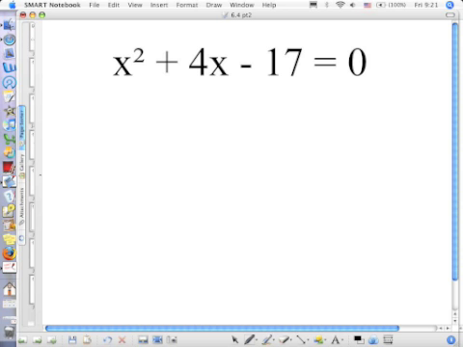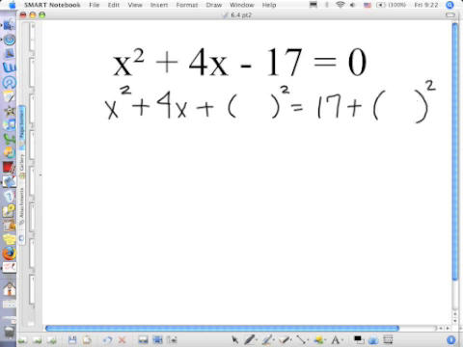Okay? There's an x squared and an x. Can you factor? Set it up. What goes in parentheses? 2. Why wouldn't you do negative 17? Because when I bring 17 to the other side, I have to do the opposite of what's happening here. I've got to add 17 to make this 0, which means I add 17 on the other side.